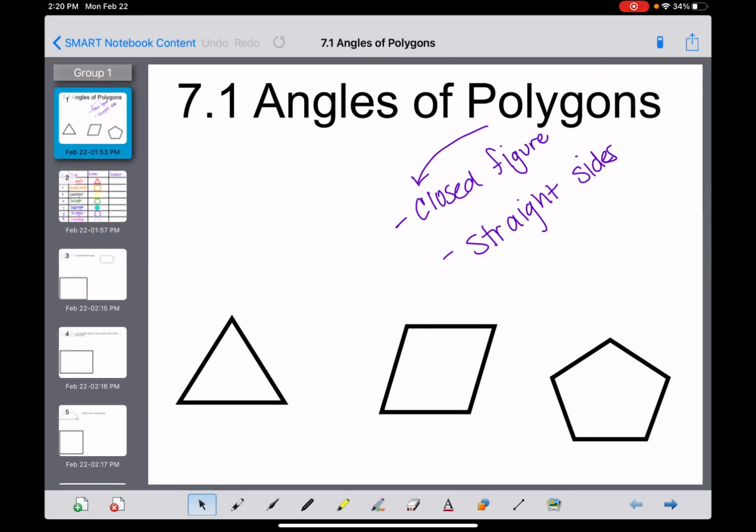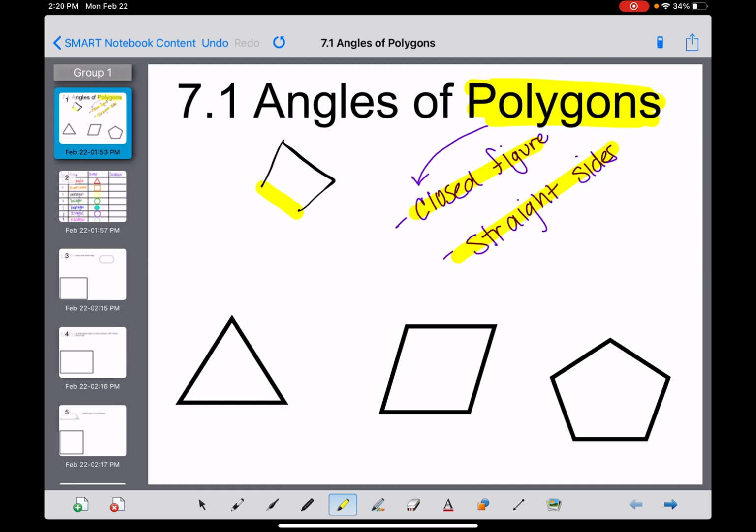Chapter 7, we are going to dive into polygons, specifically in this section, the angles of polygons. So we need to start off with understanding what a polygon is. A polygon is a closed figure, meaning that it has no openings. So that would not be a closed figure because this side is left open.